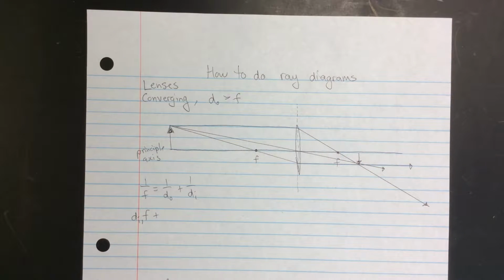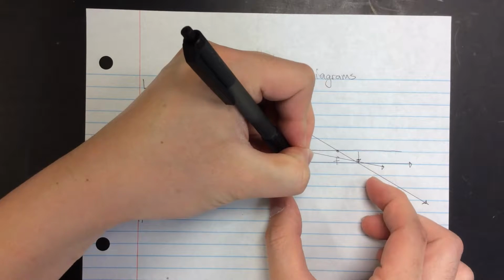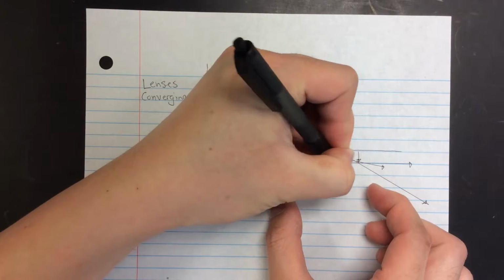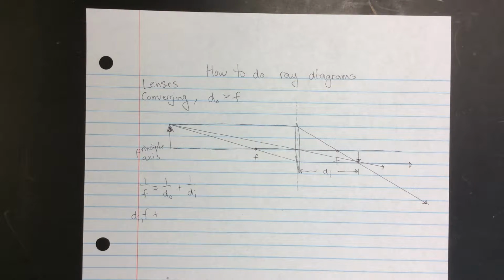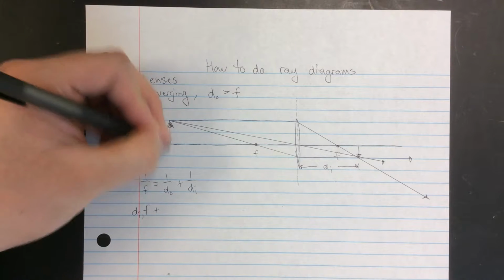Oh, sorry, go ahead. What's the d sub I? D sub I is the image distance. So image distance is this distance. Yeah, that's the image distance. And then your object distance is way out here.